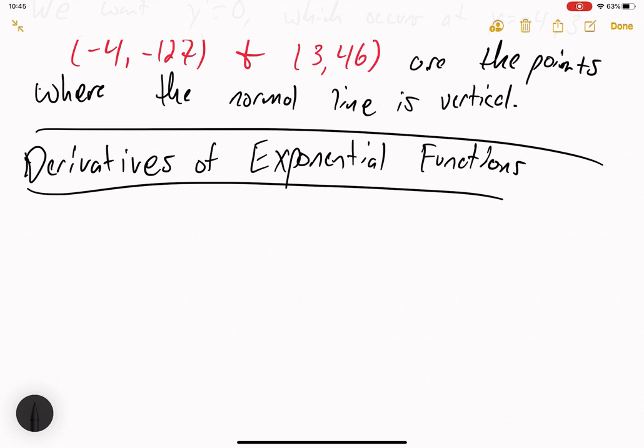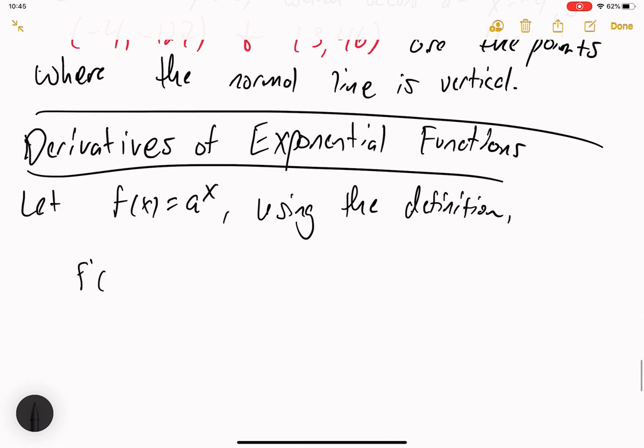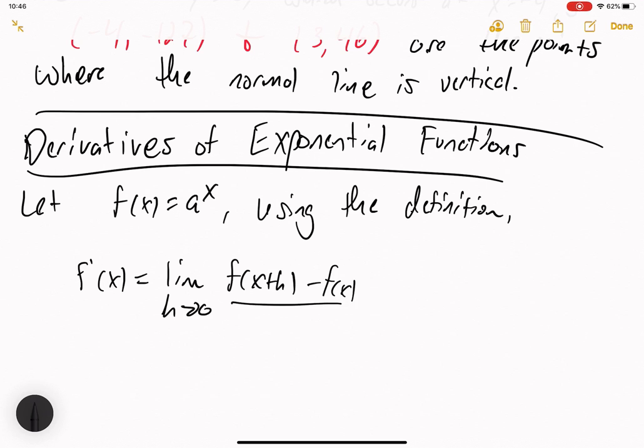All right, so now we're going to let a function be f of x equal to a to the x, which is a very general form of an exponential function. So using the definition, we're going to try to figure out what we get. You get f prime of x is equal to the limit as h goes to 0. Again, it's f of x plus h minus f of x divided by h.